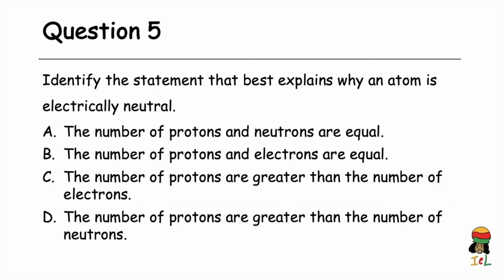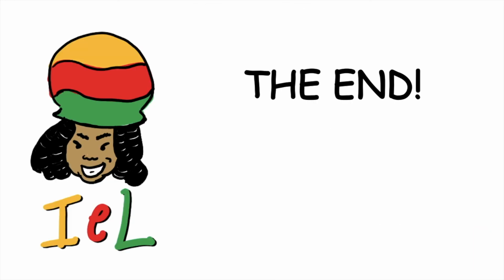Question 5. Identify the statement that best explains why an atom is electrically neutral. A. The number of protons and neutrons are equal. B. The number of protons and electrons are equal. C. The number of protons are greater than the number of electrons. D. The number of protons are greater than the number of neutrons. The answer is B. The number of protons and the number of electrons are equal, which makes the atom electrically neutral.